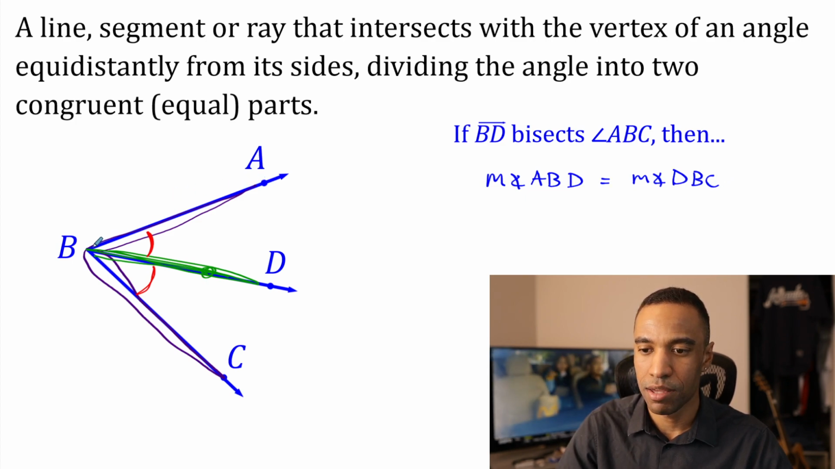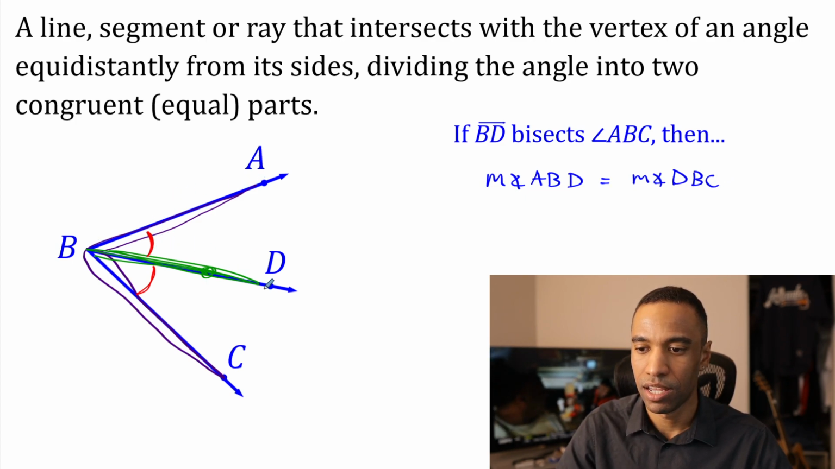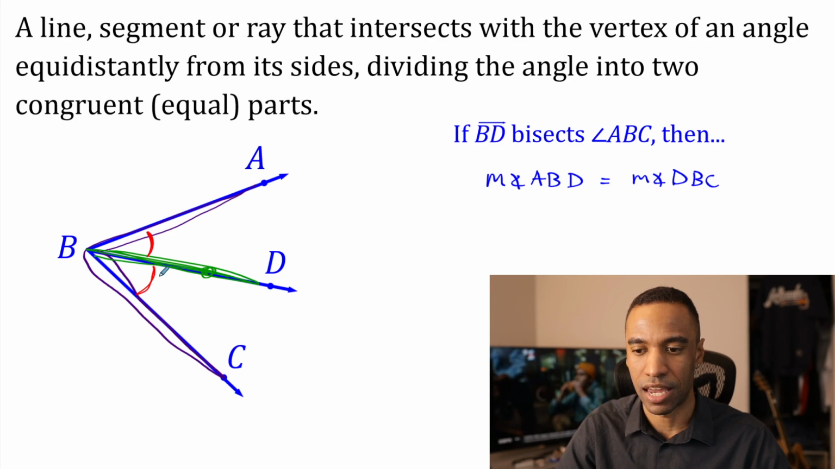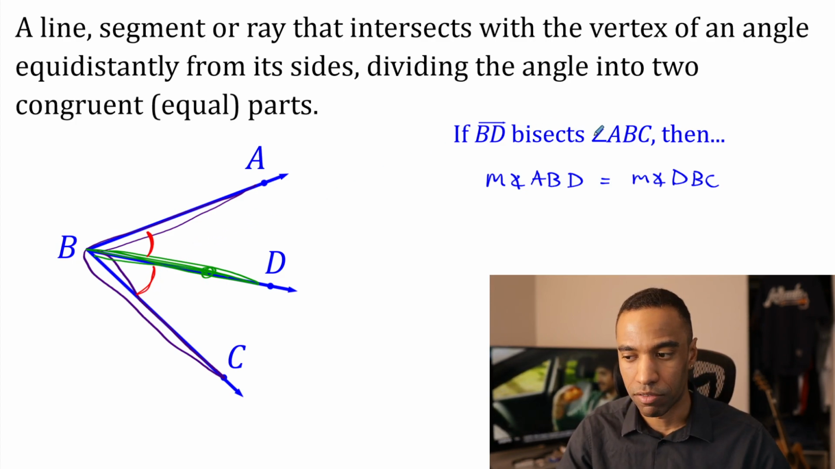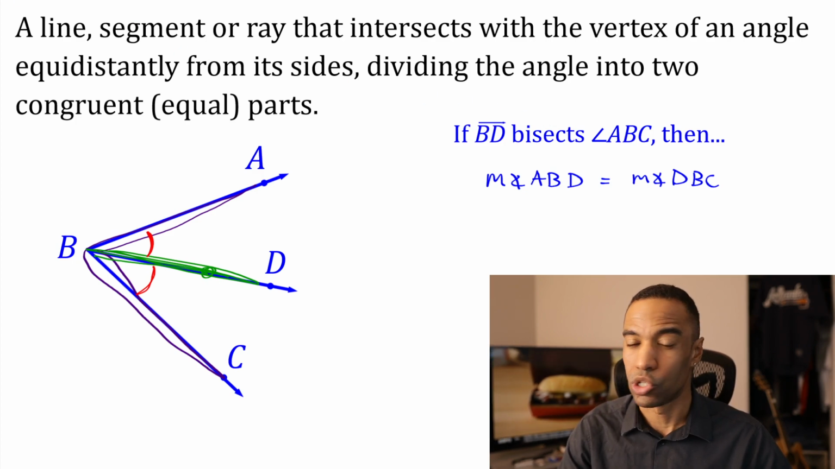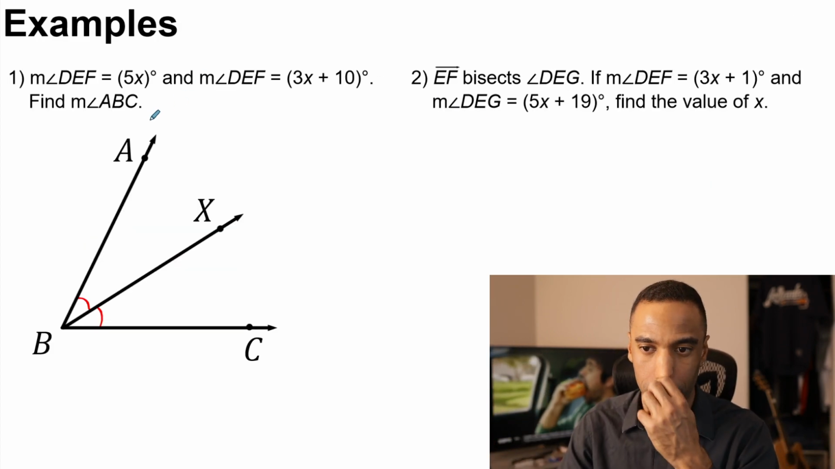So here's ABD, there's that angle right there, and here's DBC, that angle right there. So those two are equal in measure because of the bisector. All right, let's go ahead. Two more examples, and then I'm done. All right, here we go.